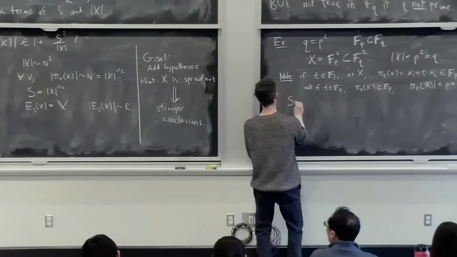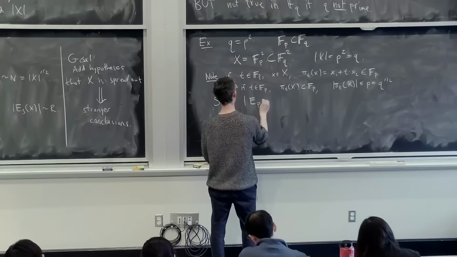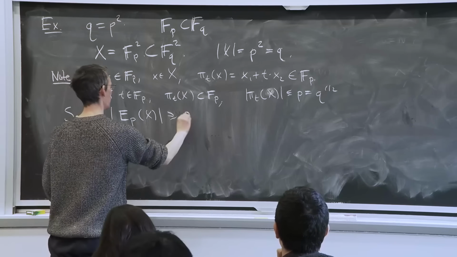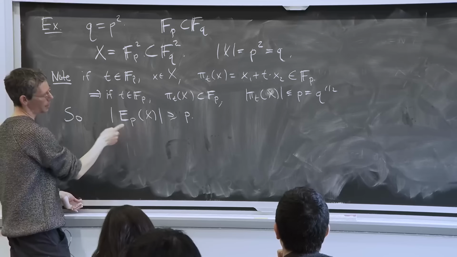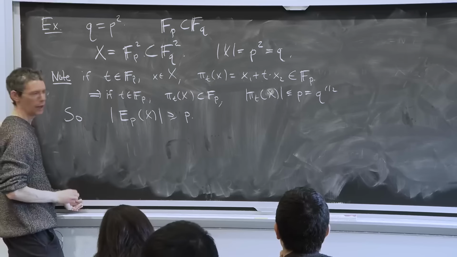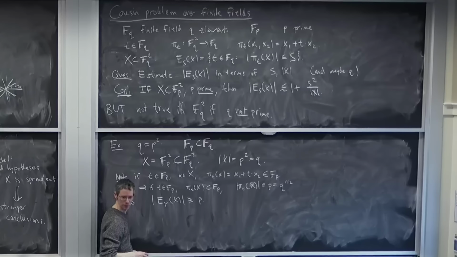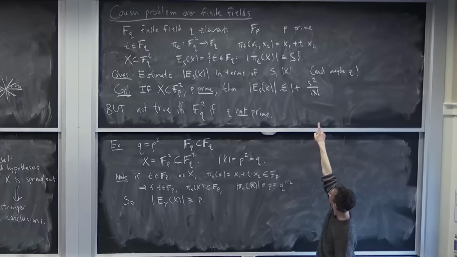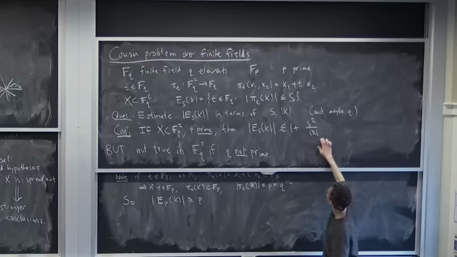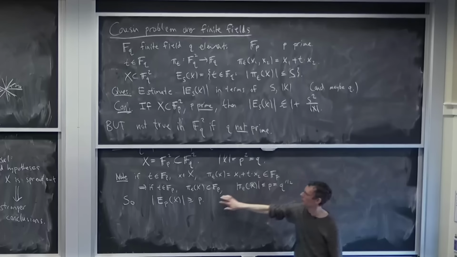OK, so we conclude that the size of E_p of X is at least p. So there are p traces t that all lie in E_p of X. And that's much bigger than the bound in the conjecture for what should happen over prime fields. If we were to plug in these numbers up here, s would be p, which is the square root of q, and X would be q, so this would be 1. Over prime fields, this should be order of 1, but over this non-prime field, it's much bigger.